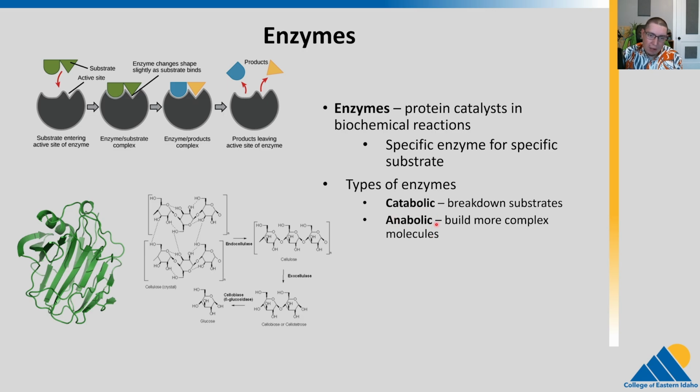The other type of enzyme do the opposite. They are called anabolic. Okay, they build more complex molecules. So if we took these two pieces and stuck them together, that would be anabolism. So enzymes are some of the most important proteins that we're going to talk about. There are other proteins that do all kinds of things, like I mentioned previously, but I want us to know this because it's important for metabolism.